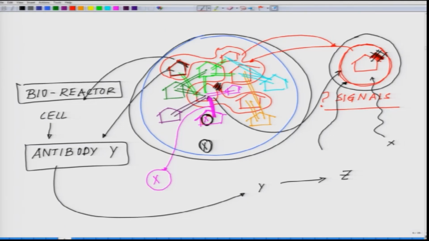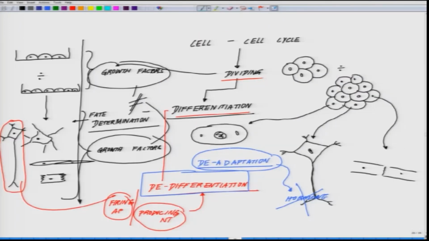certain XYZ stuff. Say for example, it produces compound A. But if you remove it and grow it in isolation, it may not be able to produce that compound A, because in order for this red one to produce compound A, it may need influence from this pink one, from these green ones, or from this blue one. And if these influences are missing, then this cell will be de-adapted to that situation. So, this process is called de-adaptation.